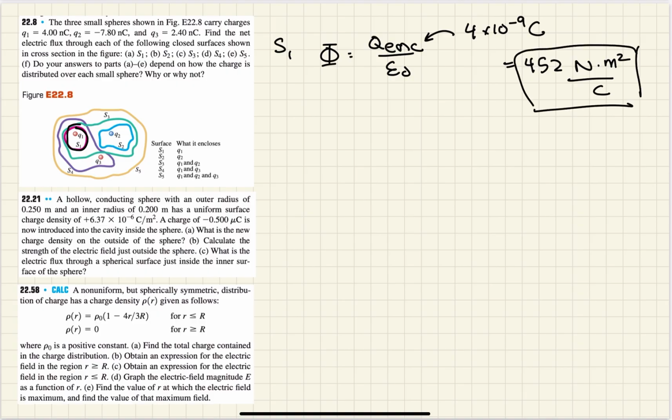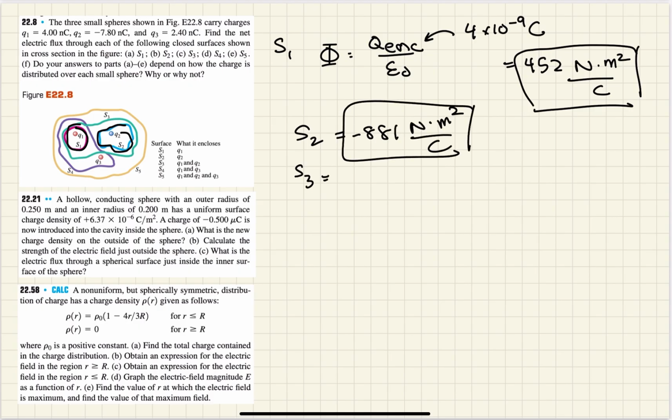That is the unit for electric flux, because that's coulomb up there, and you can find the units for epsilon naught again through the equation. Or you can just do electric field times area. Well, that's meter squared times newtons per coulomb, and so you get that. For S2, again, it's enclosed charge over epsilon naught. Enclosed this time is just Q2. So that's negative 7.8 times 10 to the negative 9 over epsilon naught, which is negative 881 Newton times meter squared per coulomb.